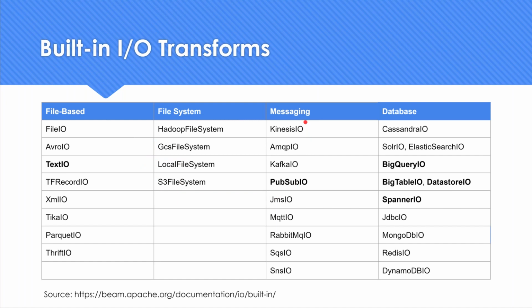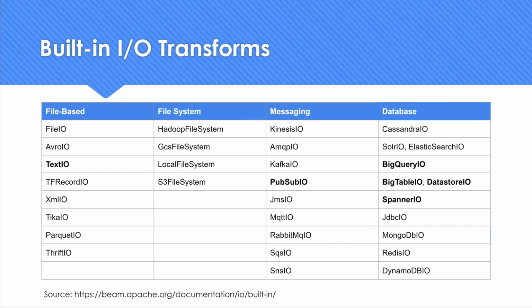Messaging services. So you have Kinesis, this is from your AWS. You have Kafka, which can be used from your on-premise. You have PubSubIO input output transforms. RabbitMQ, MQTT, and SQS, simple queue service, this is from your AWS. So you have lots of messaging service support. So when you use a messaging service, it's going to be a stream handler. It's going to be handling streaming data.